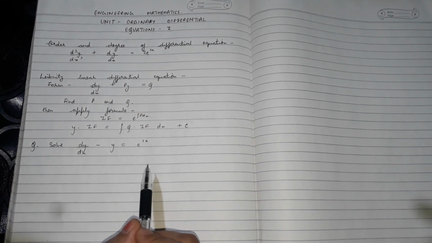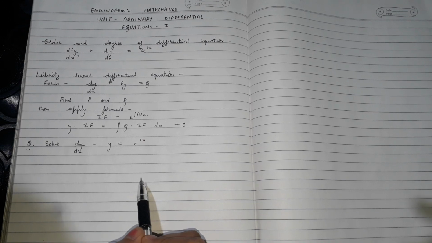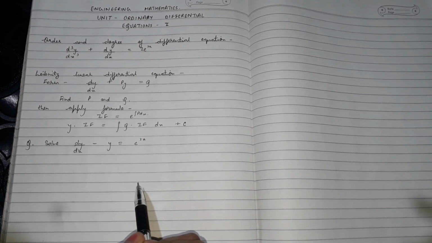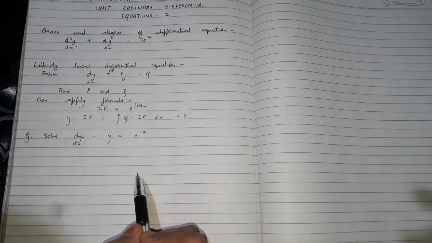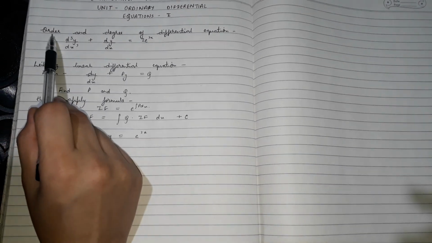An equation which contains derivatives of dependent variables with respect to independent variables is called a differential equation. Now before starting with the differential equation, we have to study what is order and degree of differential equation.